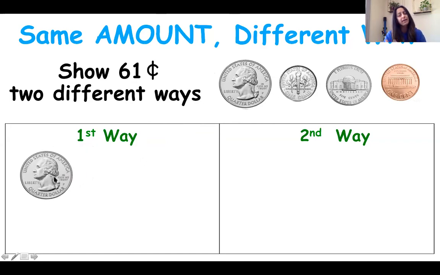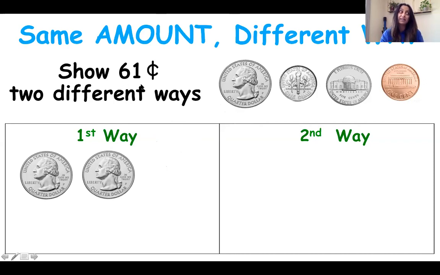Now, if I think about counting by 25s, counting quarters, if I take another quarter, I'll have 50 cents. That's still less than 61 cents, so that's a good idea. I can still take another quarter because I still won't reach 61 cents. So I'm gonna take another quarter. So far we have 25 cents, 50 cents. Remember, our goal is to get to 61 cents.